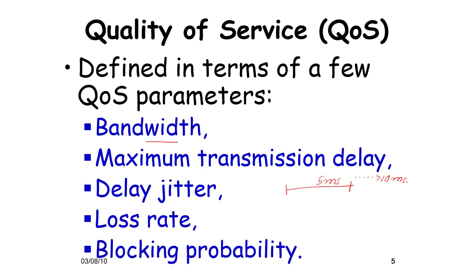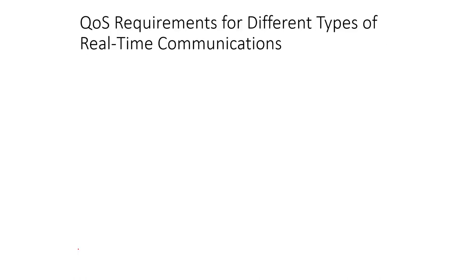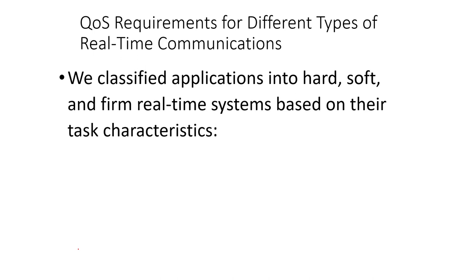A related term is the blocking probability, which means that the network is unresponsive, or appears to be unresponsive, and it is not accepting any new connections. So it is basically a corollary of the rest, where essentially some resource has been choked, which is leading to network blocking. So what are the QoS requirements for different kinds of real-time communication systems?